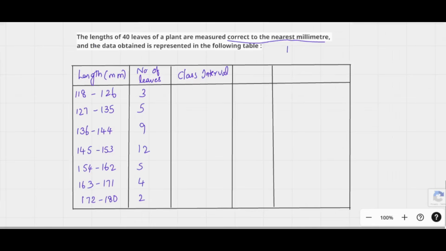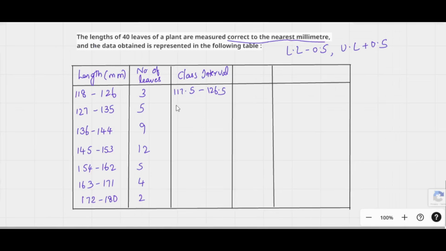You have to subtract 0.5 from the lower limit and add 0.5 to the upper limit. This is our nearest millimeter. By doing this, we are going to find out our class interval. When you subtract from the lower limit, 118 minus 0.5, we will get 117.5. And 126 plus 0.5 becomes 126.5.